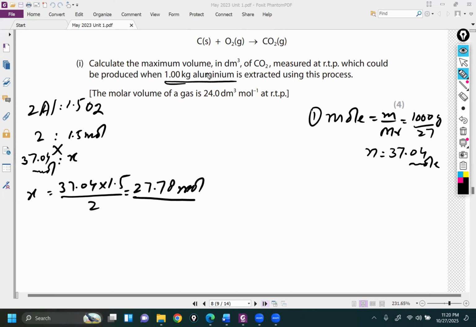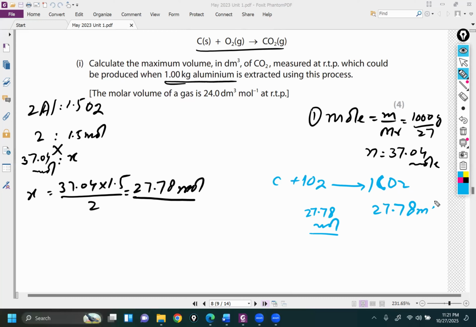Now, we will come to the second part. In this part, carbon reacts with oxygen and we get carbon dioxide. Now, this is the amount of oxygen, 27.78 moles. No need to calculate. The reason is this is 1 mole, this is 1. So it means the number of moles of oxygen is equal to the number of moles of carbon dioxide. So we will get here 27.78 moles of carbon dioxide. This is the second part now.